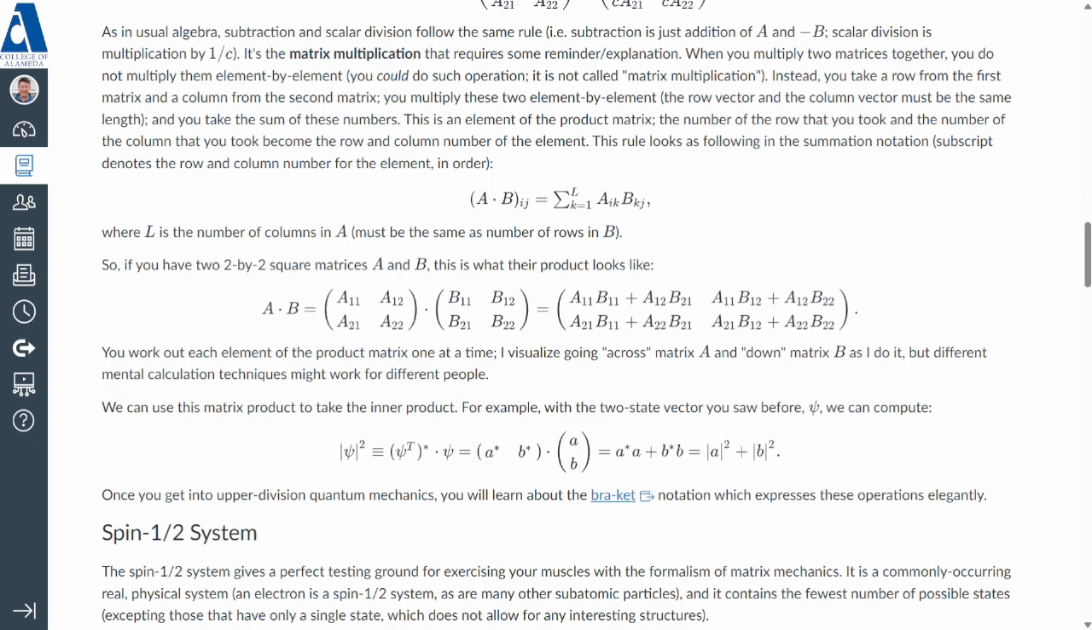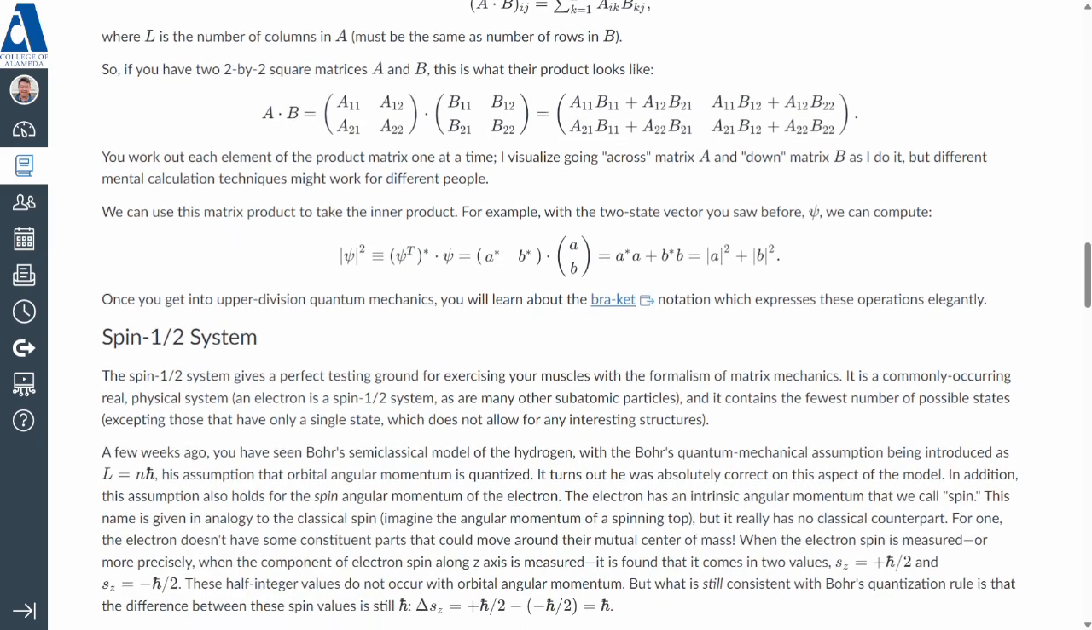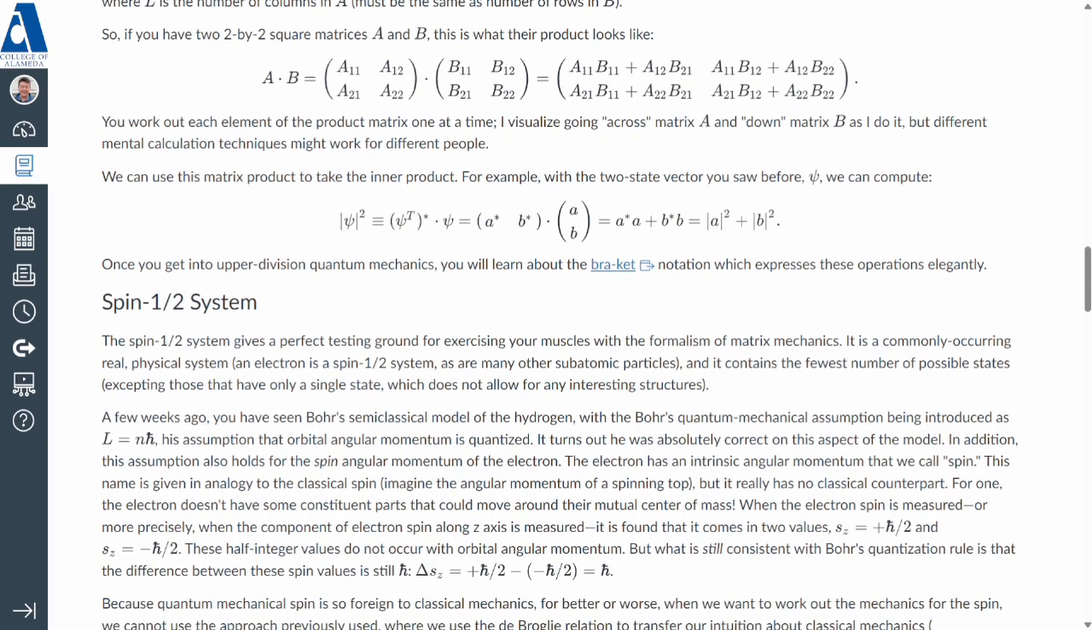Once you get into upper division quantum mechanics, you will learn about the bracket notation, which expresses these operations elegantly.